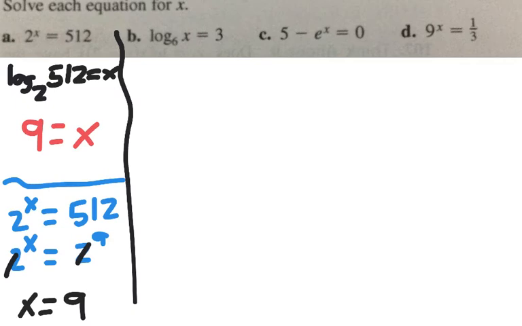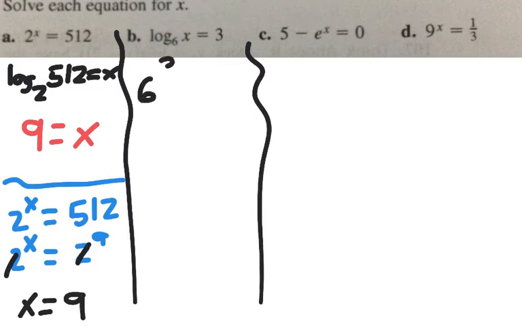Questions on A? B part. What did you guys do on B part? There's really only one way to do this one. You rewrite it from logarithmic to exponential. So 6 raised to the 3rd is equal to the argument x. And then what is 6 to the 3rd? 216. 216 equals x. Questions on B part?